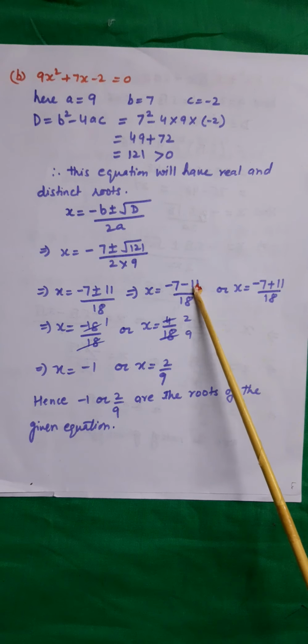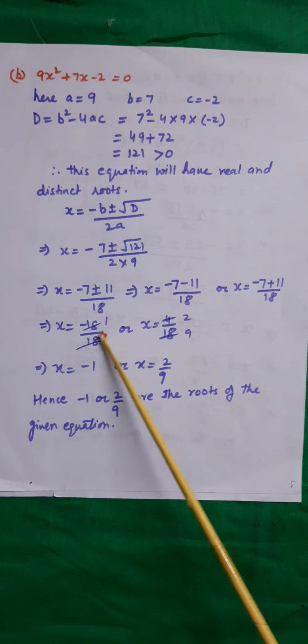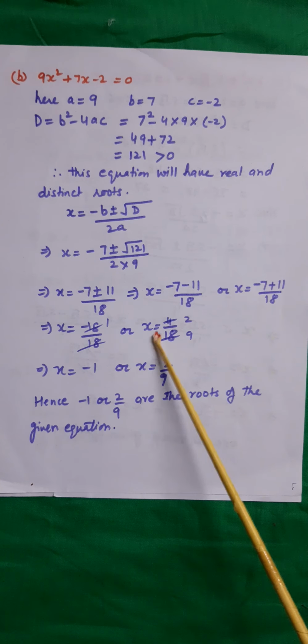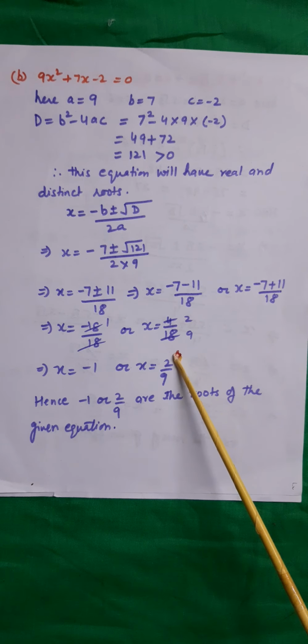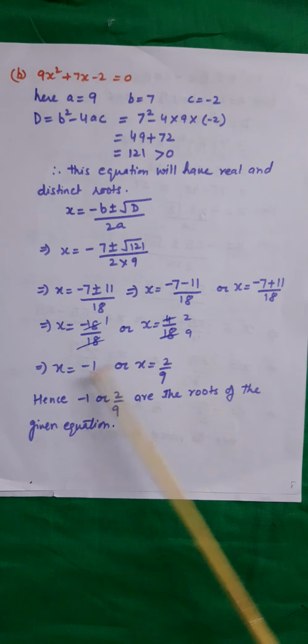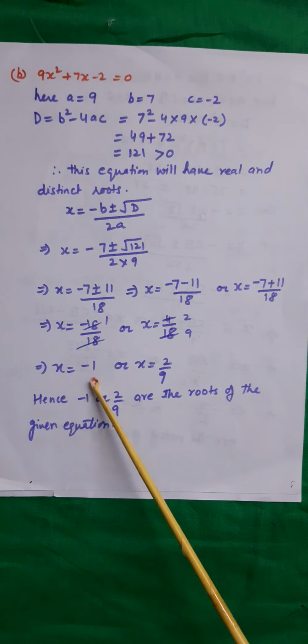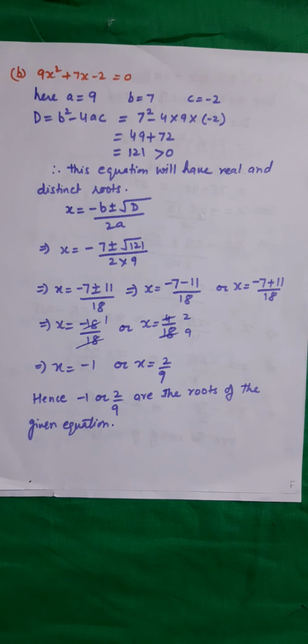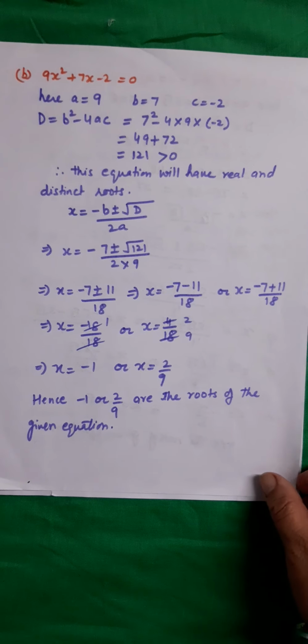This gives x is equal to minus 18 upon 18, that is minus 1. And this gives x is equal to 4 upon 18. That is, you cancel it by the table of 2, 2 upon 9. So x is equal to minus 1 or x is equal to 2 upon 9 are the roots of the given equation.